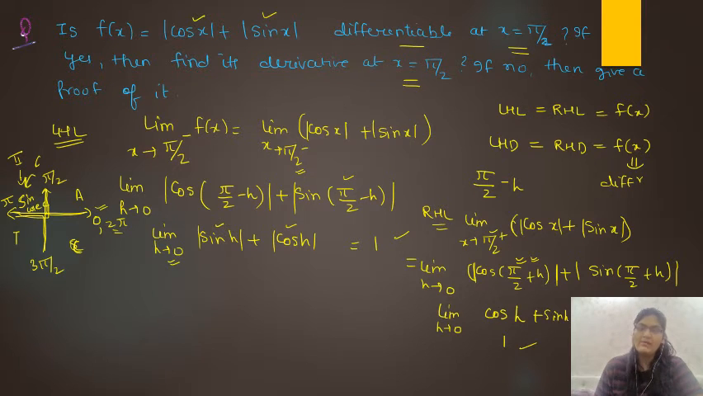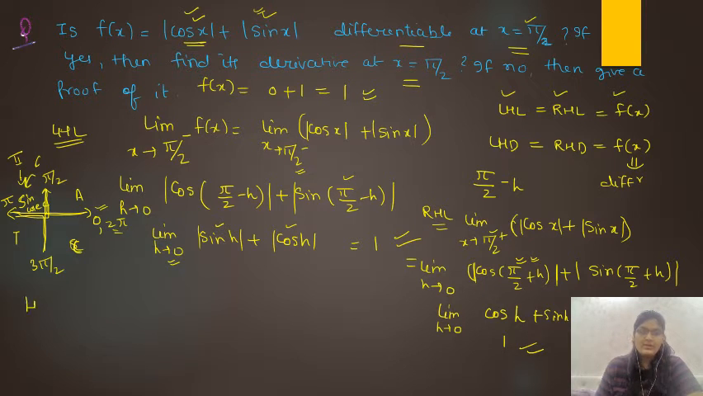Now you have found the left hand limit and the right hand limit, now the function. The value of the function, if you directly substitute x as pi by 2: cos 90 is 0, and sin 90 is 1, so 0 plus 1, that is 1. Because the left hand limit is equal to the right hand limit is equal to f(x), your function is continuous. It is quite visible. Now, the question has asked us about differentiability, so how will you do that?